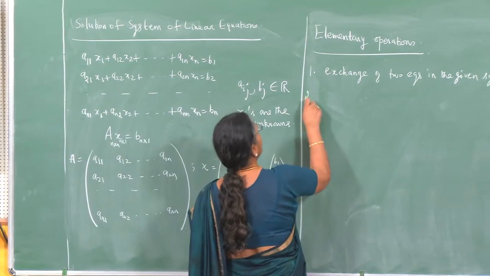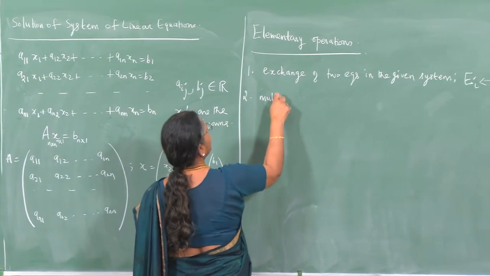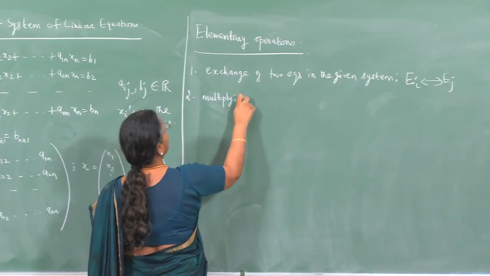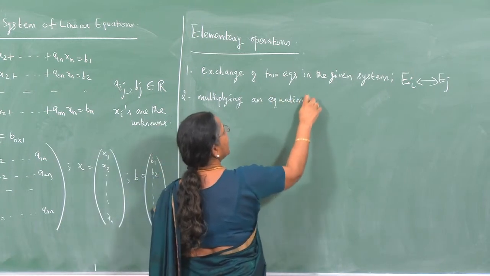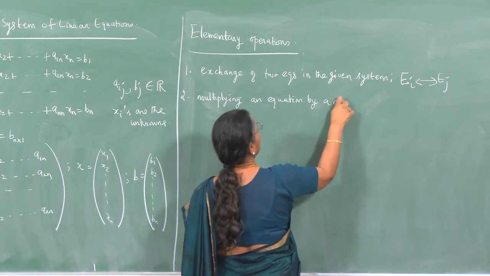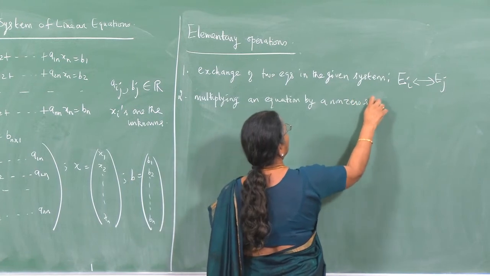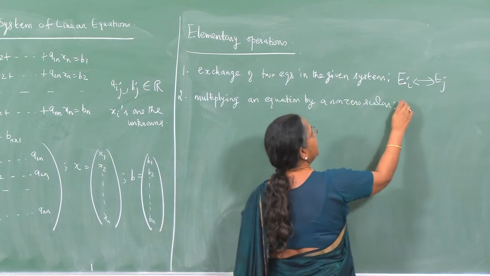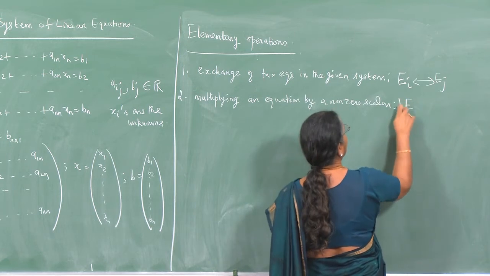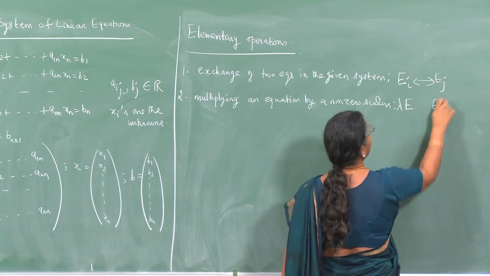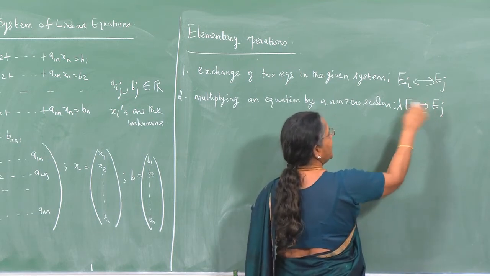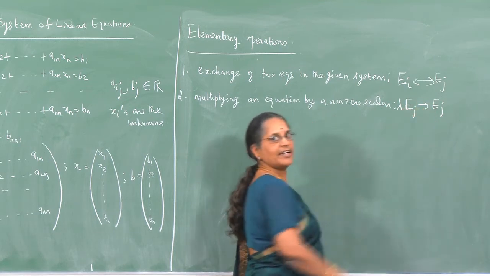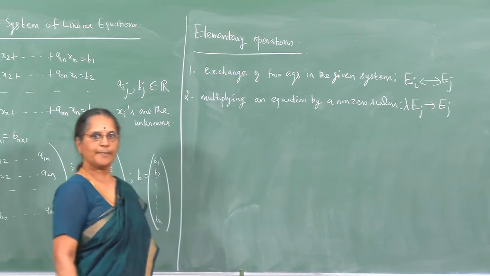Secondly, multiplying an equation by a non-zero scalar. Namely, I take the equation say Ej, multiply it by lambda and replace Ej by lambda Ej, where lambda is a scalar.